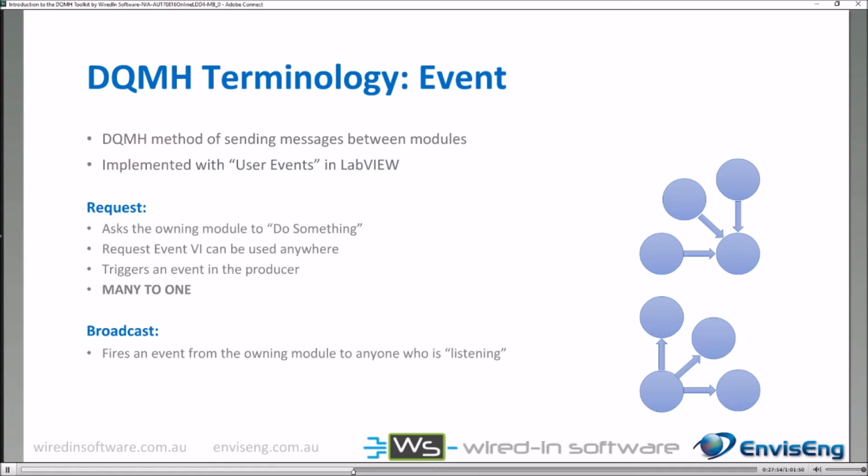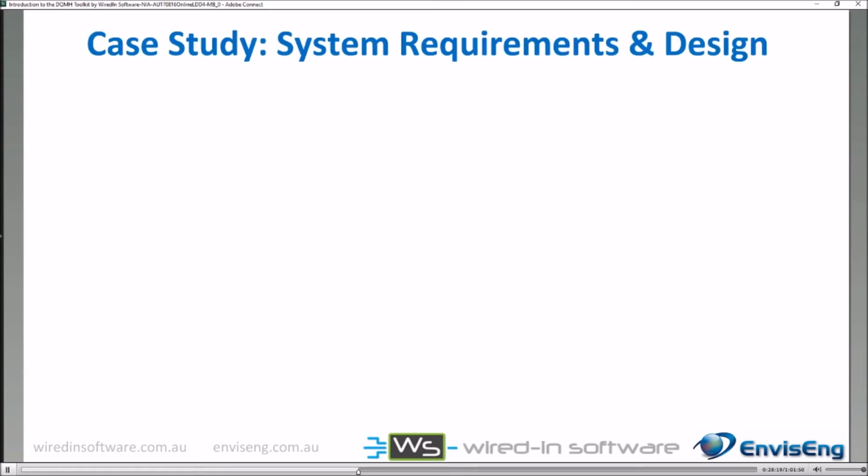So a broadcast event is the second type of event, and it fires an event from the owning module to anyone who is listening. And this is a really important concept, that request events are kind of incoming and broadcast events are outgoing. Other modules can register to receive and handle broadcast events. So it is a one-to-many communication mechanism.